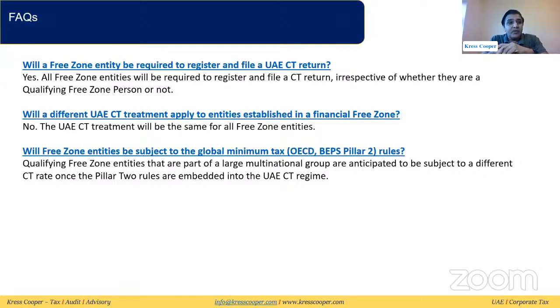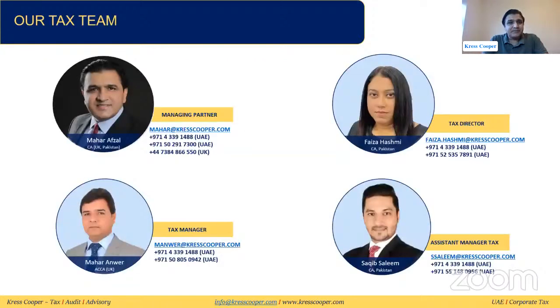So will free zone entities be subject to global minimum tax? The same treatment. Even if the free zone entity is in the mainland, if the entity is fulfilling the Pillar 2 conditions, then they will be subject to tax. And we know these Pillar 2 conditions will be introduced in the corporate tax law regulations, and a higher tax like 15% will be applicable on the entities which fall under the Pillar 2 regulations. So again, we need to wait for the regulation, and further clarification will be provided in the regulations.